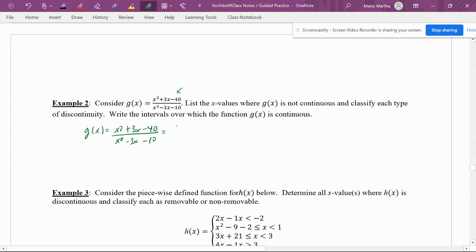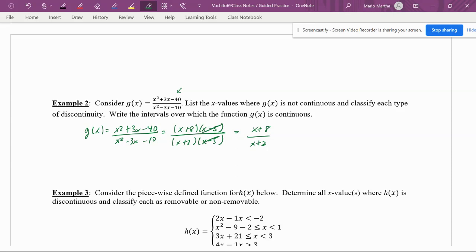So let's factor the top first. That's going to be x plus 8 times x minus 5. And then if we factor the denominator, that's going to be x plus 2 times x minus 5. These two are divided out, and this takes us to x plus 8 over x plus 2. The things that we can divide out are what we consider the removable discontinuity.